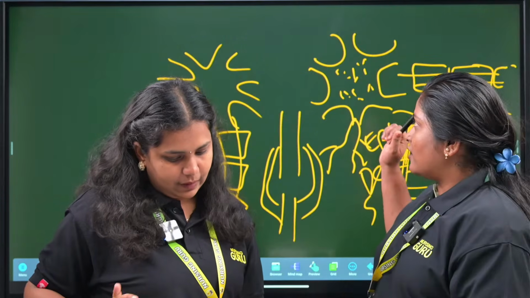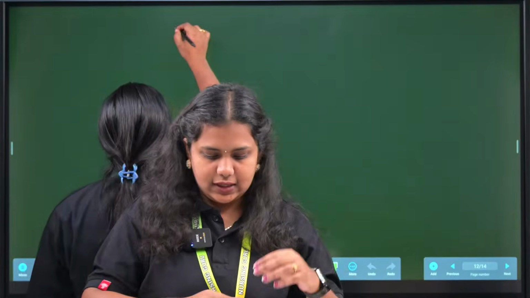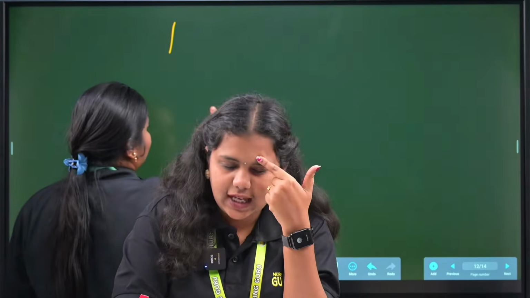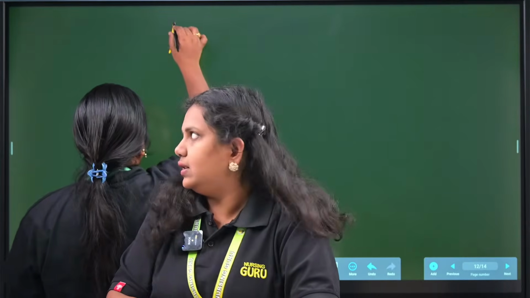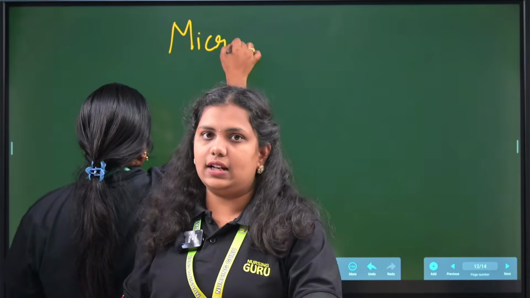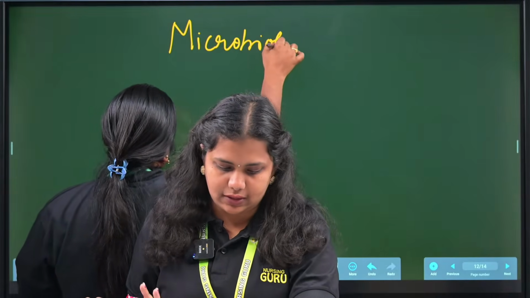And now we are starting microbiology. In the second unit, the microorganisms, you have to study the structure, size, morphology and characteristics of all those microorganisms. It's very, very important. Then you should know the diagram of the bacterial cell. That is also a very important and expected question.